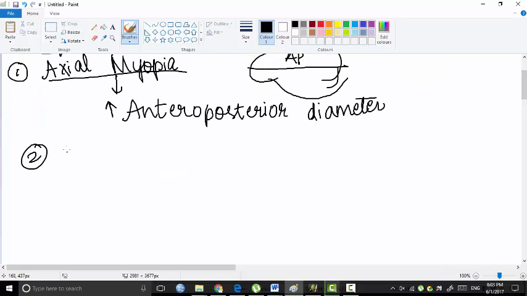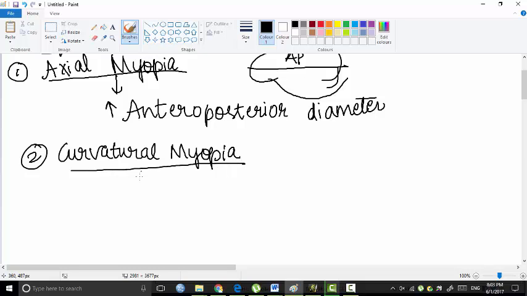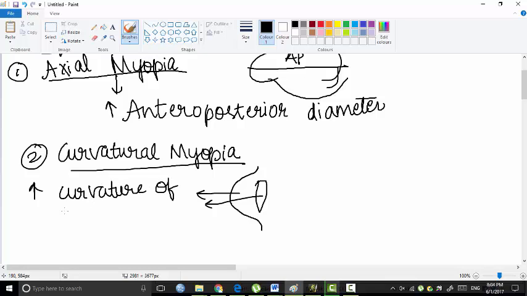And the second type is curvature myopia. So in curvature myopia, you can generally see the increased curvature of cornea. So here, cornea and lens curvature is increased, that is increased curvature of cornea and lens.